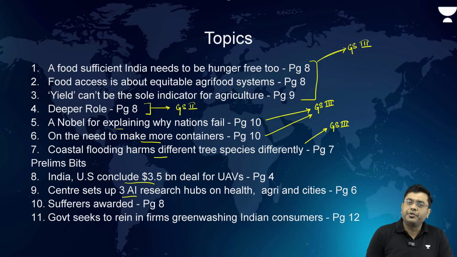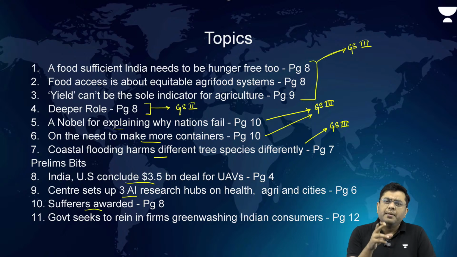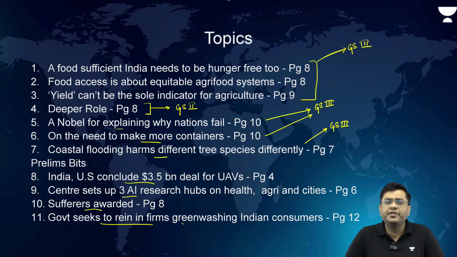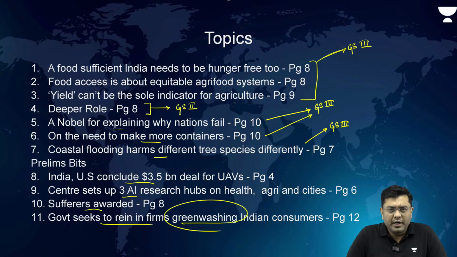Then the sufferers awarded. Now this is an editorial section and an editorial piece of article, but then that is not very important in terms of mains analysis. Here we will get an idea about the people or the group which has been given Nobel Peace Prize and the reason for that. Then the names are the ones which are going to be relevant for your prelims. Then government seeks to rein in firms greenwashing Indian consumers. So what is the concept of greenwashing and what are the new directives issued by the government? So overall, we are going to have a comprehensive discussion covering all the various facets in the newspaper.